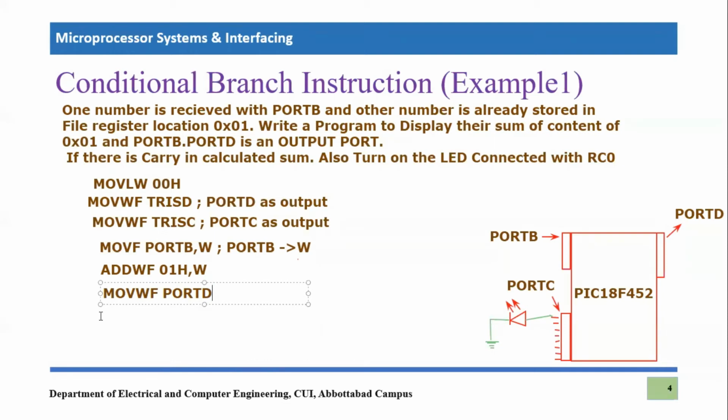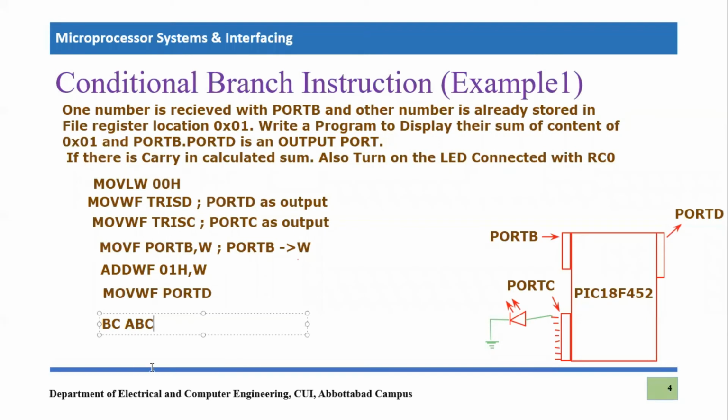For example, if there is a carry, we have to use a conditional branch. If there is a carry, we also have to turn on this LED. So let's say branch if there is a carry. BC means branch if there is a carry. You have to jump to a label; let's say we define a label ABC.